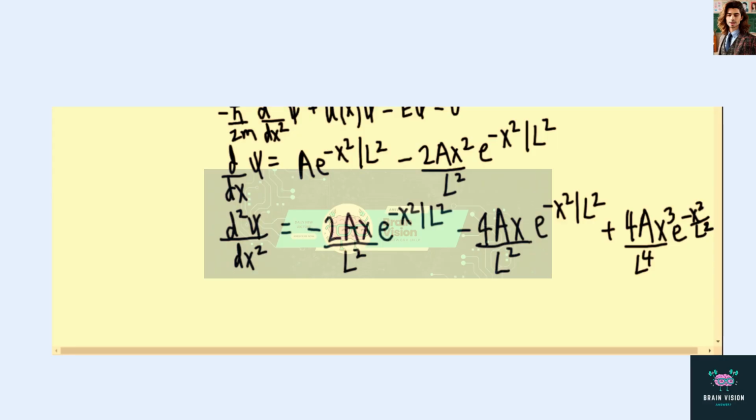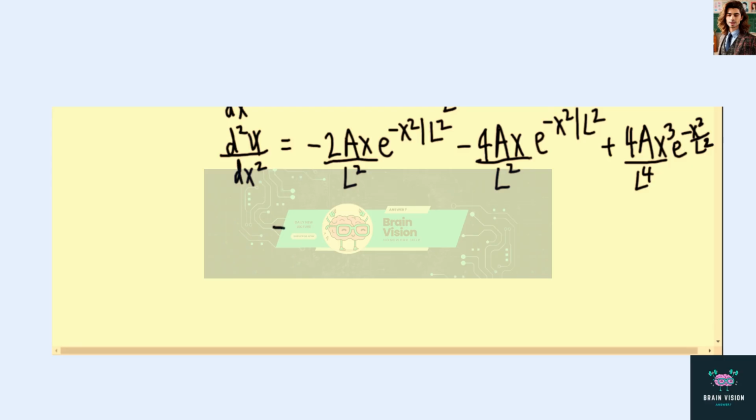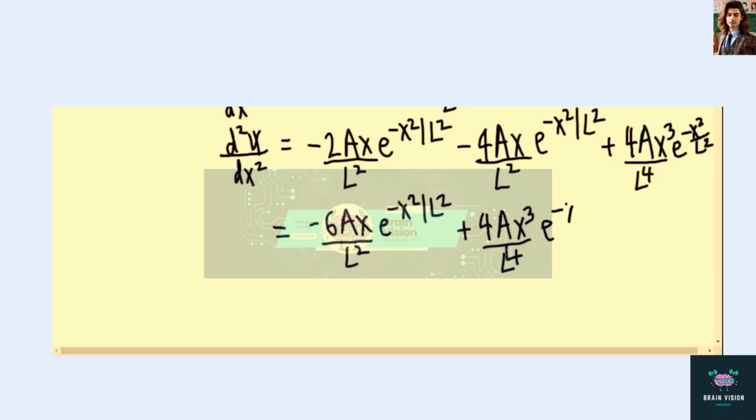So we can actually combine the first two terms, and this gives us minus 6ax over L squared times the exponential e to the minus x squared over L squared. And the last term is still just 4ax cubed over L to the fourth, and then we have e to the minus x squared over L squared.